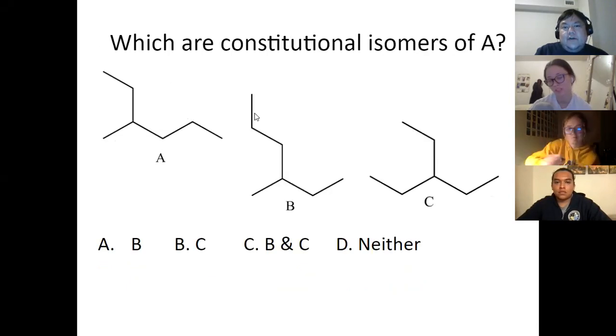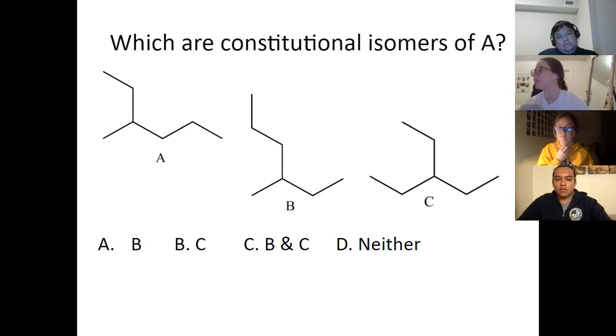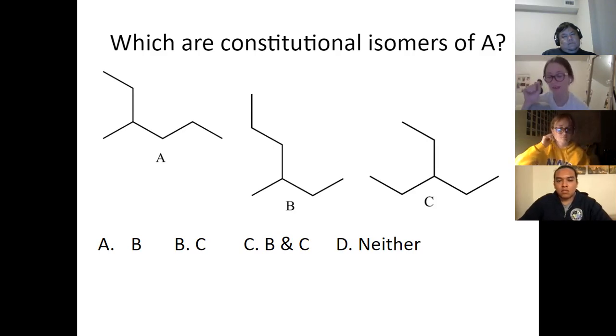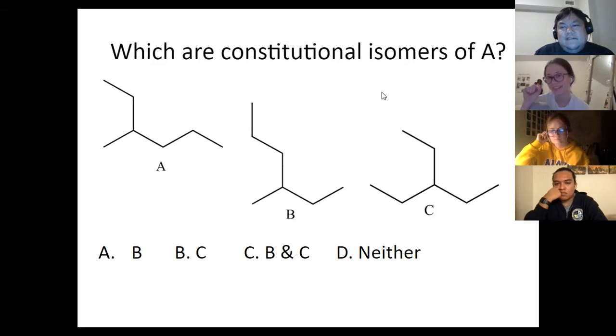All right. A is our main one. Which one is a constitutional isomer of A? C. Okay, what do you guys say? Or Max, go ahead, sorry. Isn't it because there's an ethyl group at 3 in C? What's an easy way you can check to see if they are isomers or not? Molecular formula. Molecular formula, that's an easy way to see if they can be.